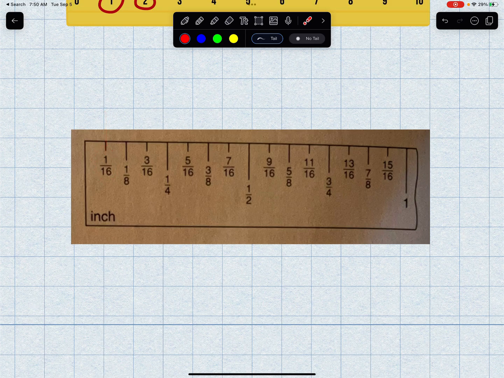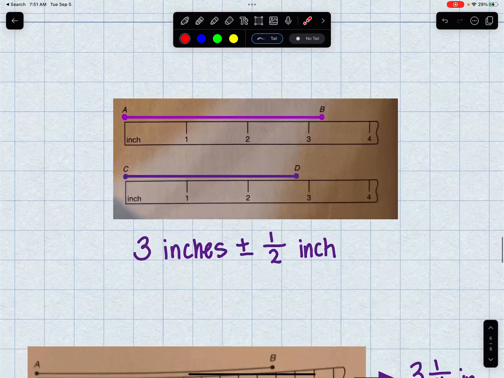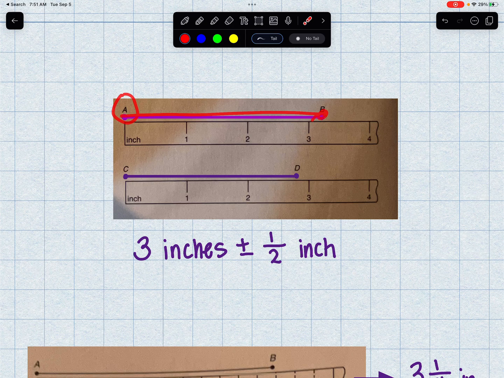All right, if you have a ruler like this that's really, really detailed and you're zoomed in, then you can take really, really good measurements. If the numbers are spread apart like this, look at this ruler. Check this out. So you want to measure this segment from A to B, but your ruler looks like this, and these are inches. All you can say is it's more than 3 inches, but we don't know exactly how much more because there's not lines further down. So that's all we can say, is it's more than 3 inches. Same if we want to measure this one. If we want to measure CD, all you can say is it's less than 3 inches.